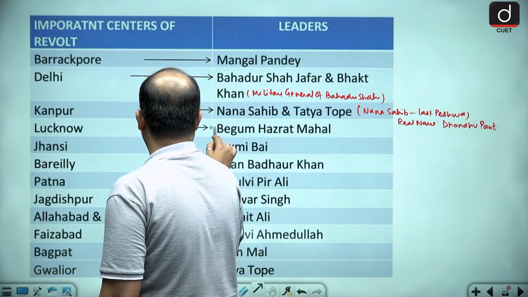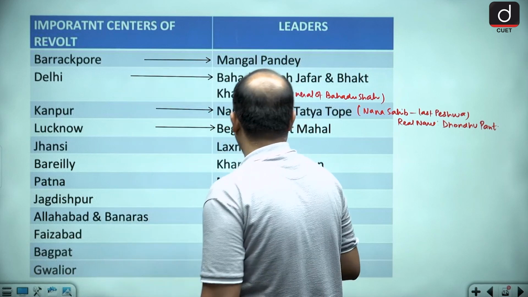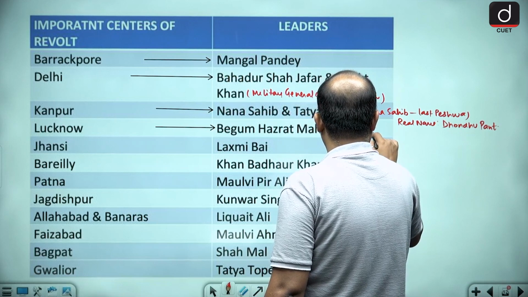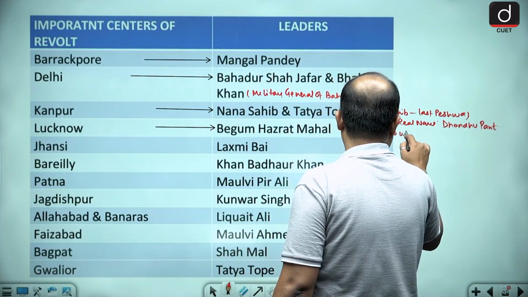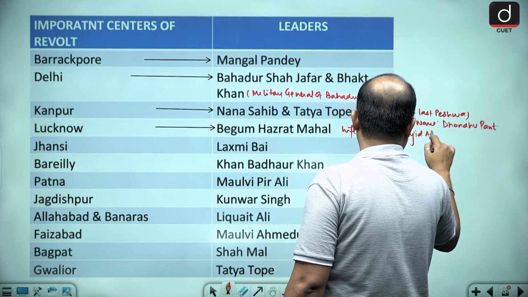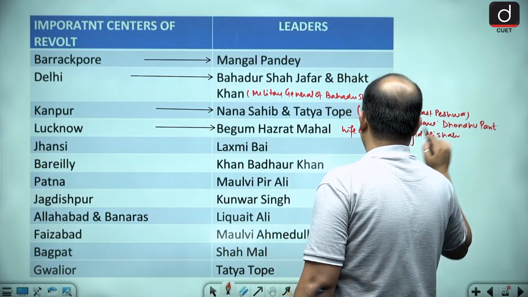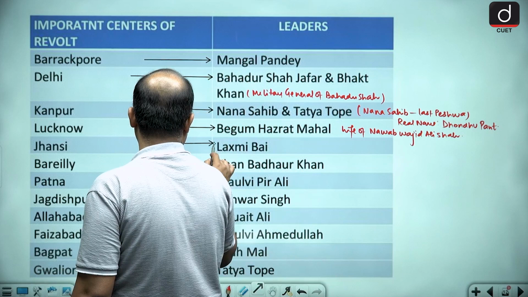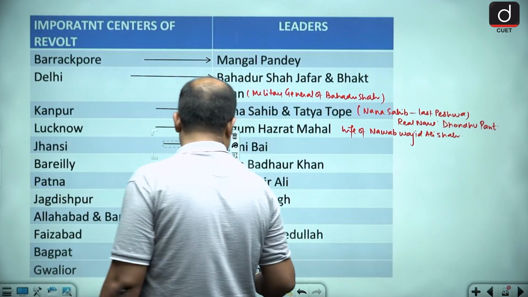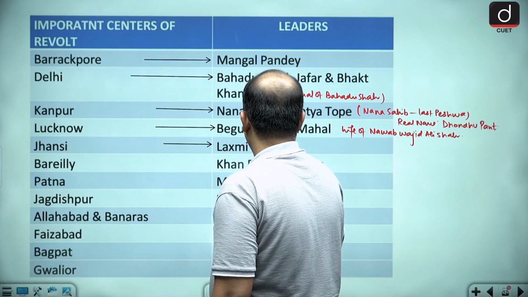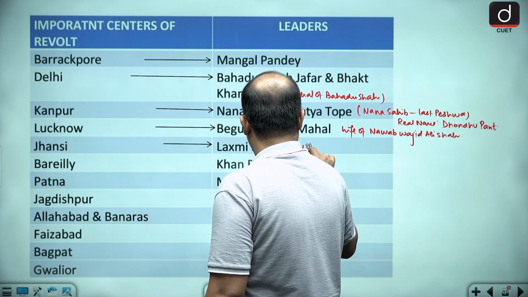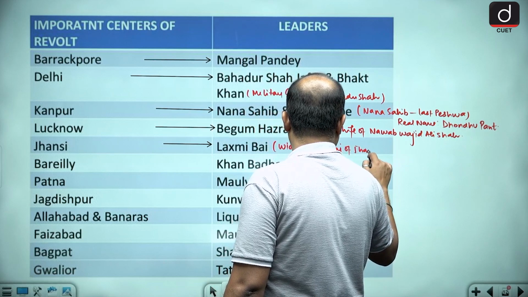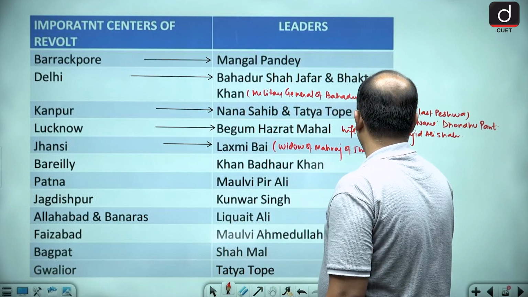Next we have Lucknow. Lucknow guys, it was led by Begum Hazrat Mahal, and Begum Hazrat Mahal was the wife of Nawab Wajid Ali Shah. Next we have Jhansi. Jhansi guys, it was led by Rani Lakshmi Bai, and she was the widow of Maharaj Gangadhar Rao of Jhansi.